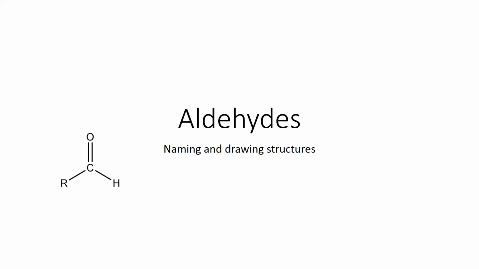In this podcast, we're going to talk about how to not only name aldehydes, but how to draw structures if you're given the name of an aldehyde. Keep in mind, aldehydes are a carbonyl attached to an R group, and this R group could be any length long, it could be cyclic, but we're looking for that carbonyl at the end of a chain or coming off of a cycle.